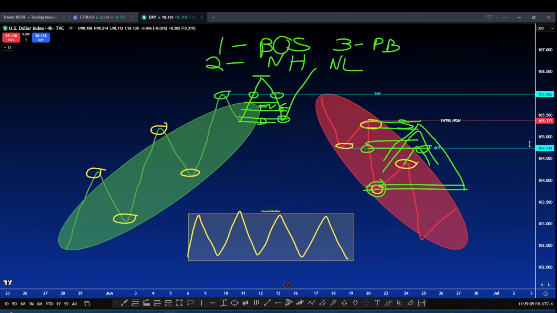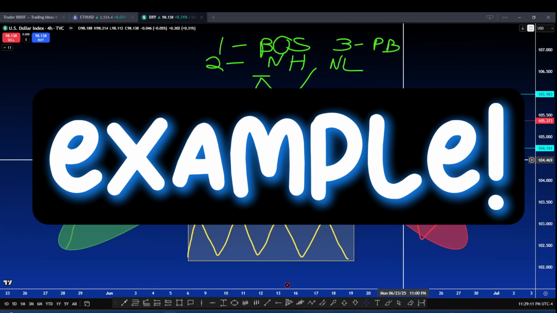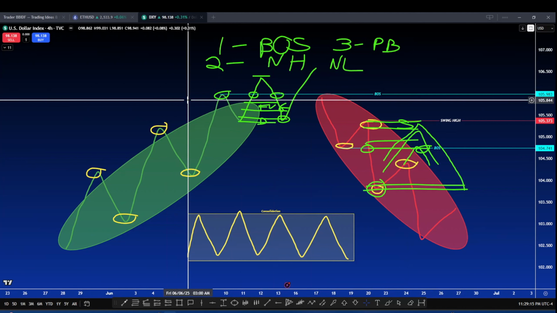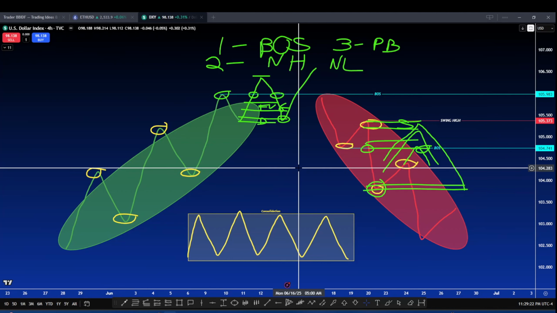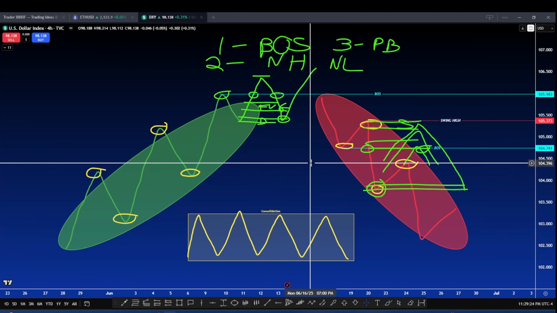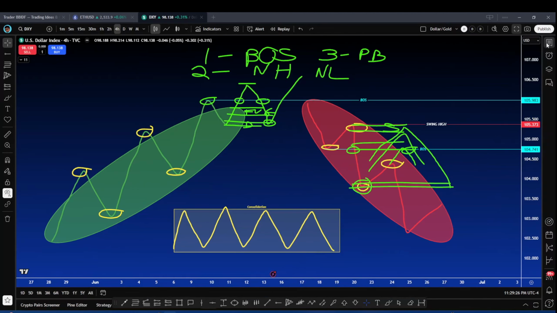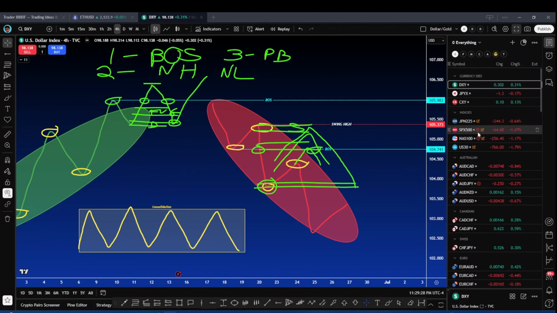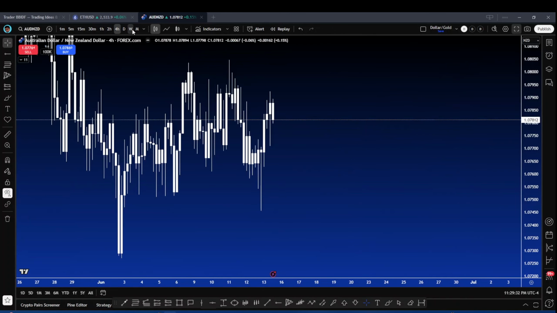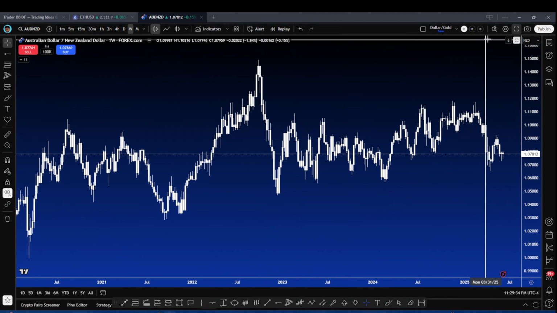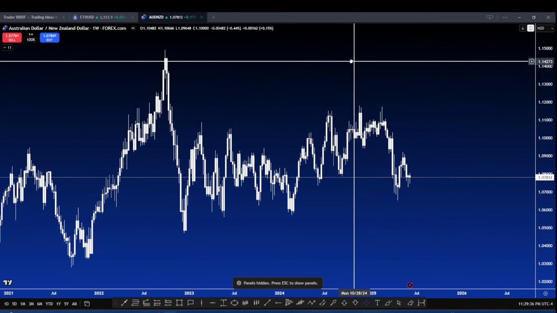All right, so what I'm going to do, guys, is give you an example of actual charts that have good setups versus bad setups. And probably how I want to go about this first is showing you what a bad setup looks like. So let's take a look at AUD New Zealand. Boom, here is AUD New Zealand. And if we crank this up, guys, all right, boom.